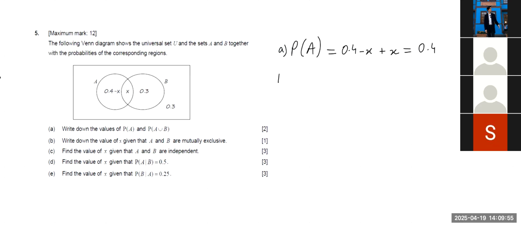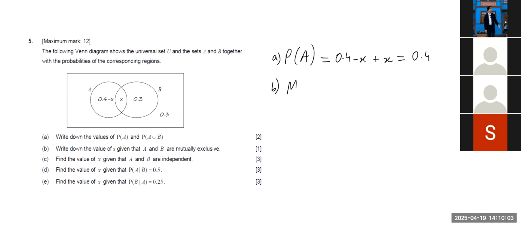Part B is: write down the value of x given that A and B are mutually exclusive. So this is something I haven't explained yet. But what is mutual exclusivity? The idea is simple. Two events are considered mutually exclusive if they cannot happen together at all. For instance, getting a 7 on an IB exam and failing the exam. Those two events are impossible to occur at the same time, right? Or it being sunny and raining, that's also impossible. So those two events are mutually exclusive.